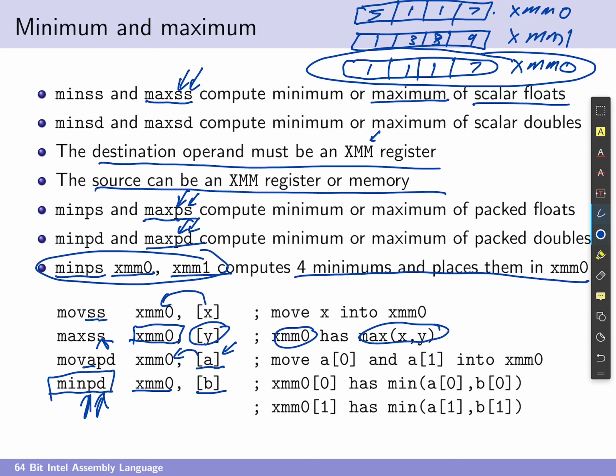And in essence, what's going to happen is the lower 64 bits of XMM0 are going to be set to the minimum of A0 and B0. So basically the lower order bits of A and the lower order bits of B. And in a similar fashion, in XMM0, the higher 64 order bits will be set to the minimum of A1 and B1. So it's exactly the same kind of situation that we encountered over there.